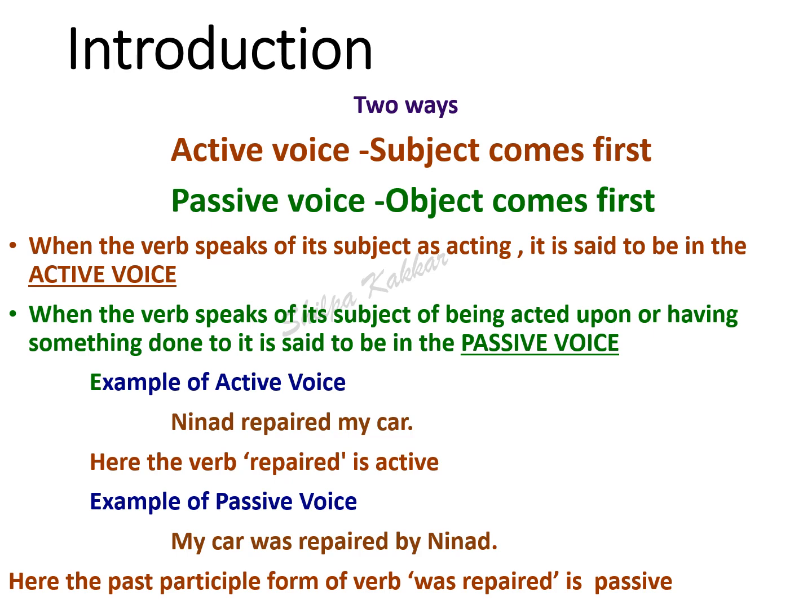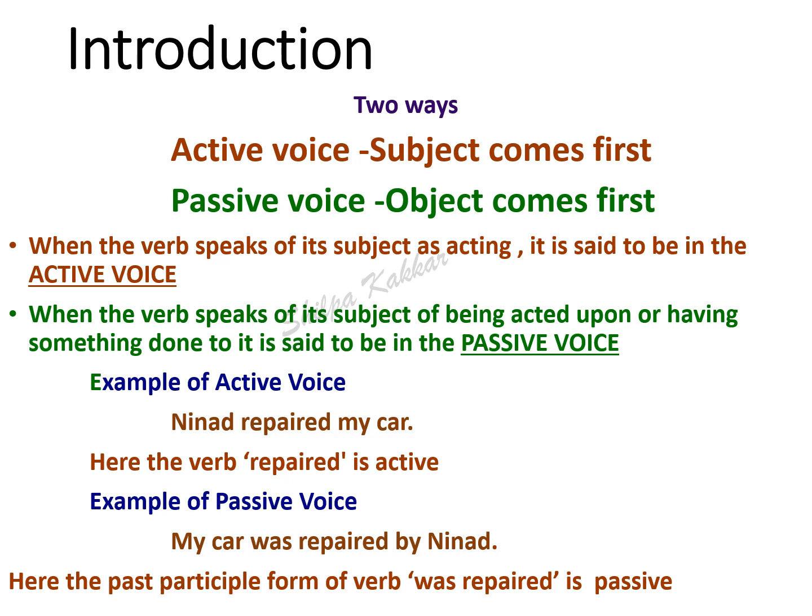There are two ways of presenting a sentence. First is active voice and second is passive voice. When we are doing some work, at that time we represent in some way. In active voice, subject comes first. When the verb speaks of its subject as acting, it is said to be in the active voice.